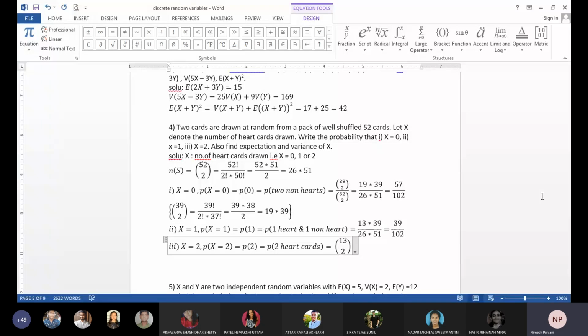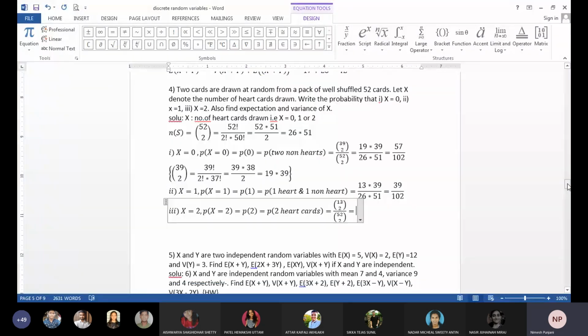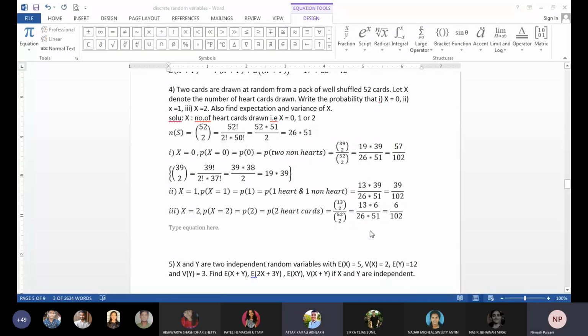13C2 divided by 52C2. Right? 13C2 divided by 52C2. So 13C2 is how much? 13 into 12 divided by 2. So 13 into 6 divided by 26 into 51. So this will give you 6 divided by 102. Okay, this gives you 6 divided by 102.